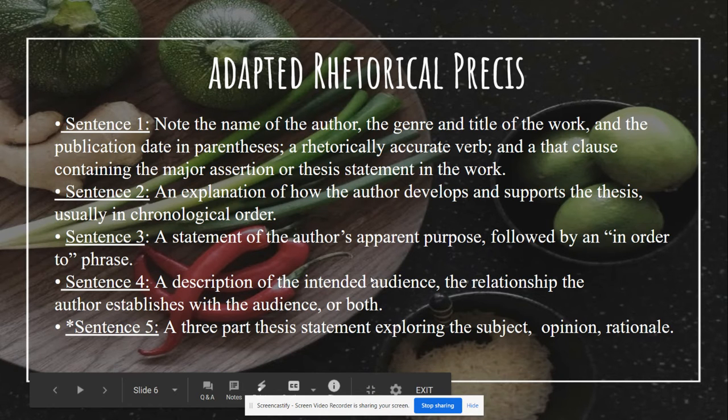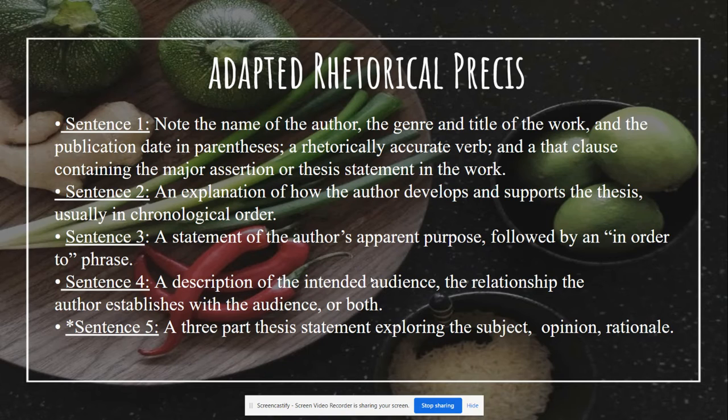Hey everyone, today we are going to be writing a rhetorical précis. So let's get started. In your first sentence, you're going to need to have a lot of the information: the author's name, the genre, title of the work, publication date, rhetorically accurate verb, and a clause that shows what is the author's main argument or what is that main thesis statement.